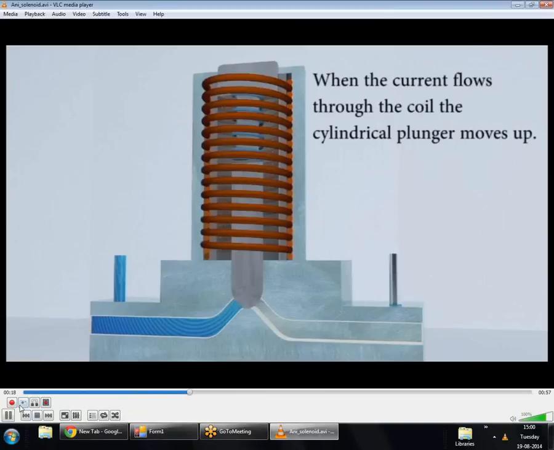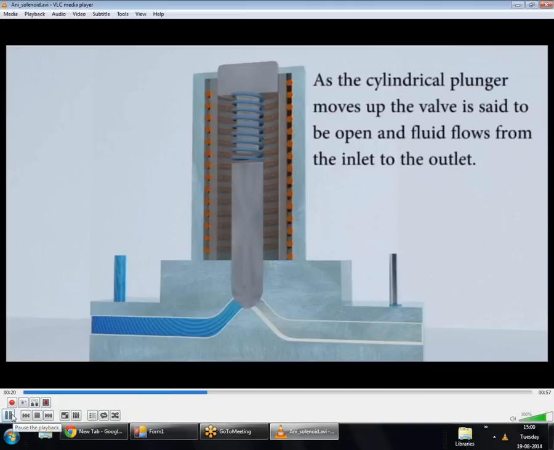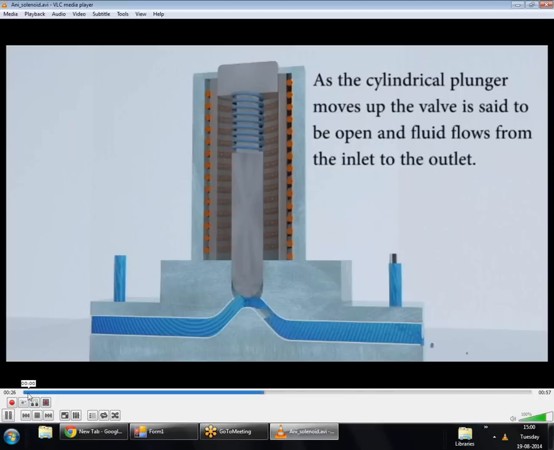So whenever the current flows through this valve, the cylindrical plunger that we see over here moves. And as the cylindrical plunger moves, the valve opens and the fluid flows from the inlet to the outlet. As a result, we have the flow of the fluid. This fluid can be anything. It can be water, or it can be fuel for any kind of a combustion engine or anything.